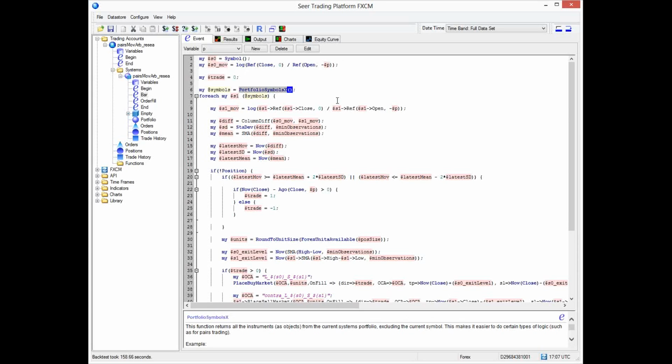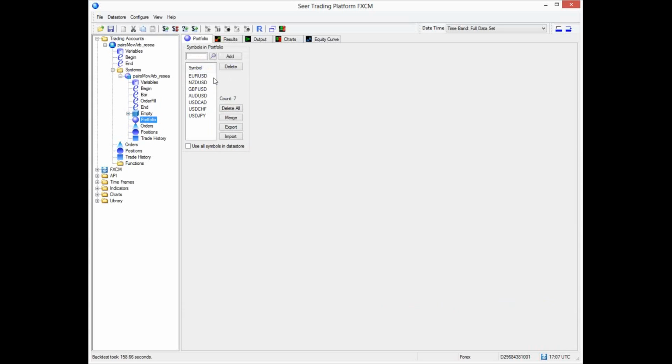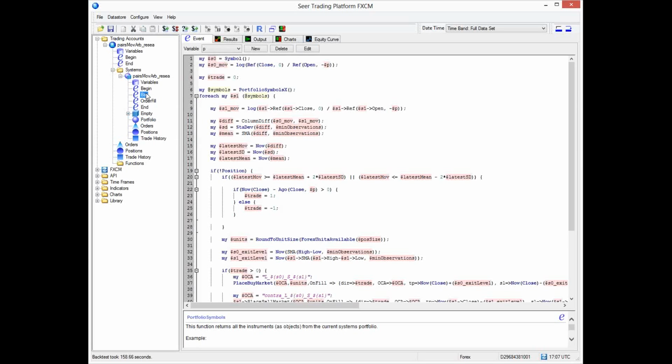Now, this function that I'm going to now on line 6 is actually the key in all the pairs trading strategies in Seer, and this is called portfolio symbols. Portfolio symbols returns back an array of instruments that are in your portfolio. So if I call the function portfolio symbols, I would essentially get back this list: Euro USD, NZD USD, GBP, AUD, CAD, Swiss franc, Japanese yen.